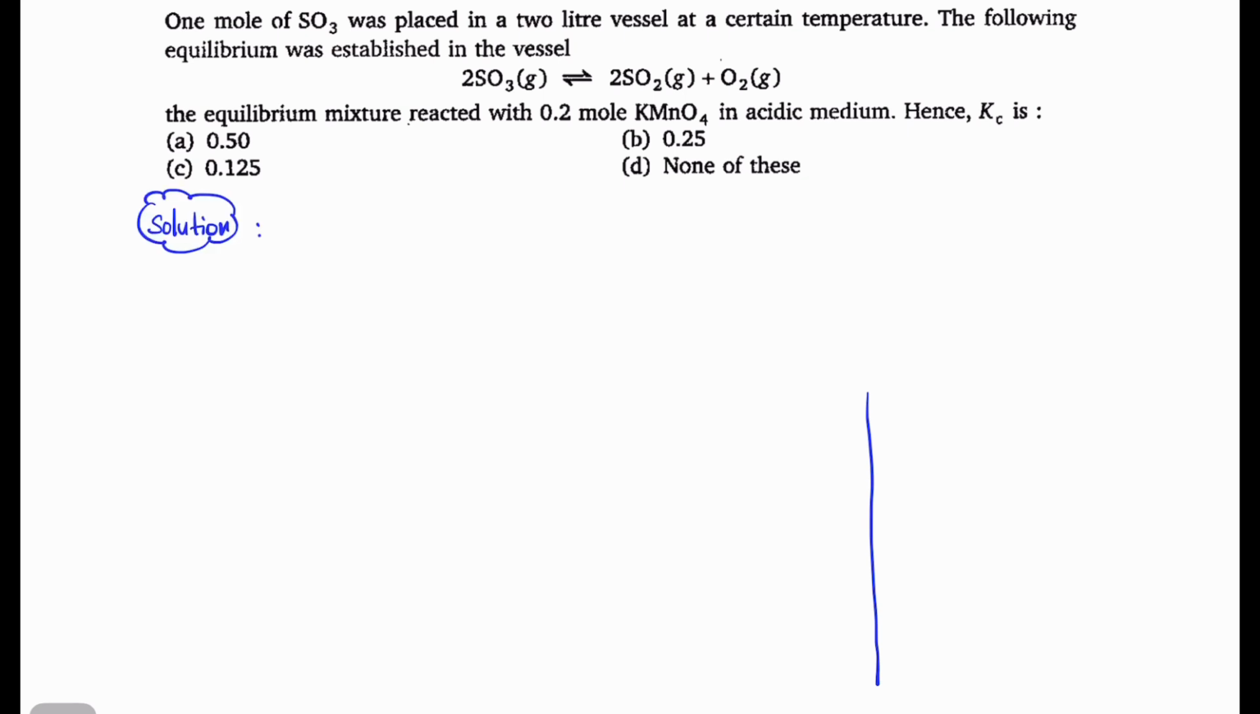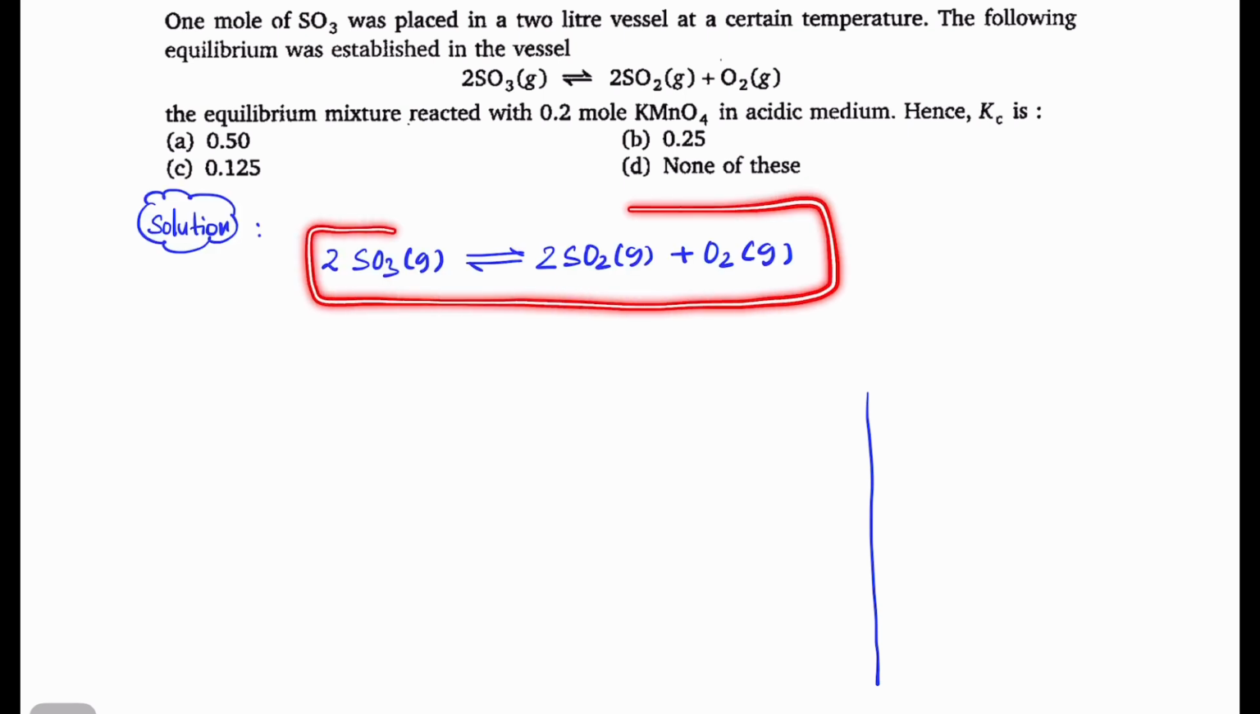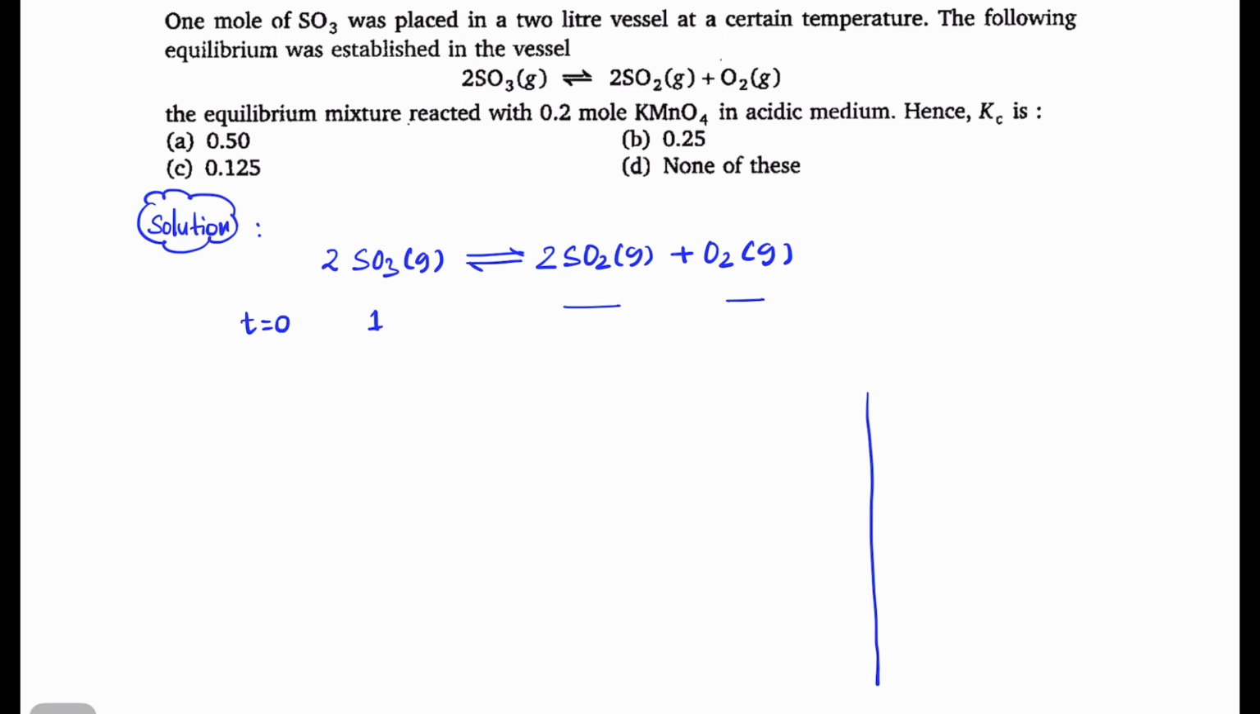So let's start. First of all, we'll write this equation. Now at t equal to 0, we have 1 mole of SO3 and there is no SO2 and O2. As the reaction proceeds, let's say at equilibrium x mole of SO3 has reacted. So it will be 1 minus x left. This is 2 mole, this is 2 mole. The coefficient is 2 to 2, so it will be x. And for O2, the coefficient is 1, so it will be x by 2 mole formed.